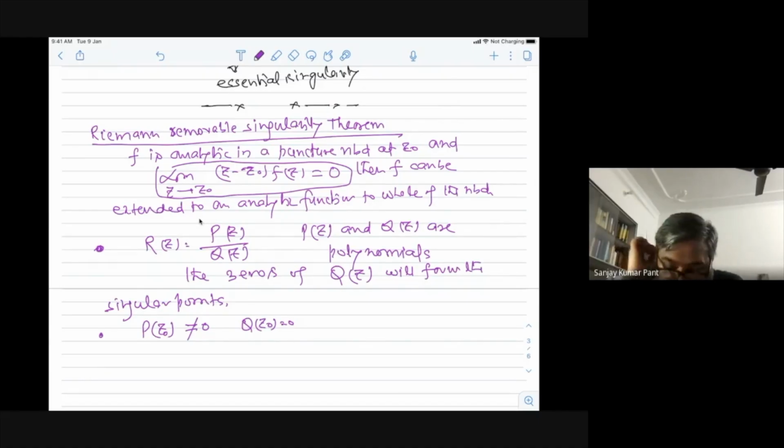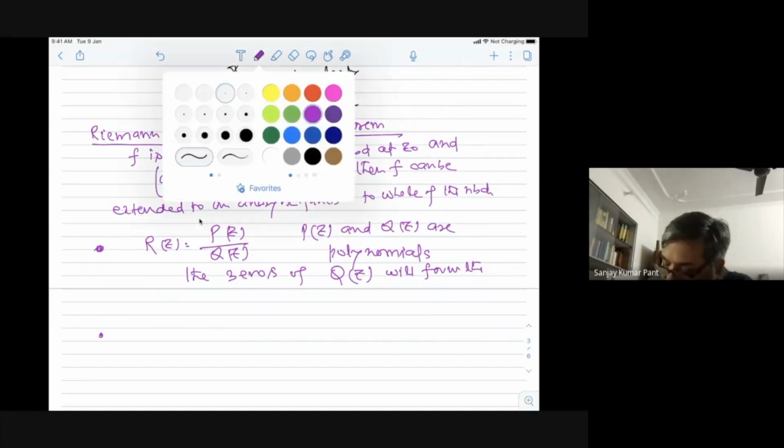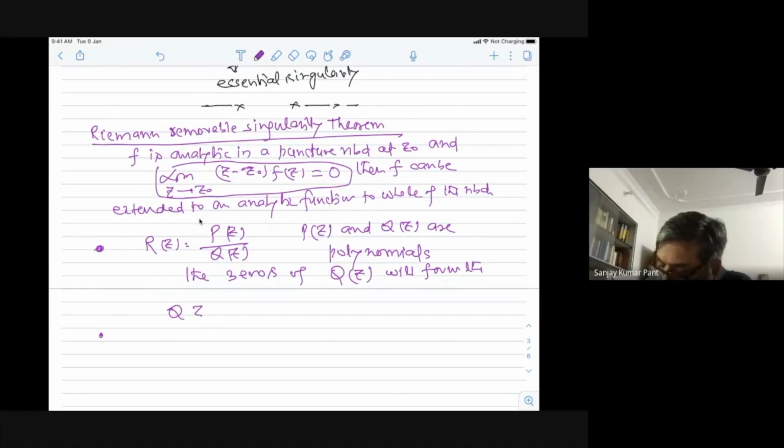I think it is better if I say it in this way, so it is easy for you to understand. Suppose Q(z) is written as (z minus z naught) times Q1(z), where Q1(z naught) is not 0, and P(z naught) is also not 0. So in fact, Q1(z) you can make zero-free, since all the zeros have been taken out.